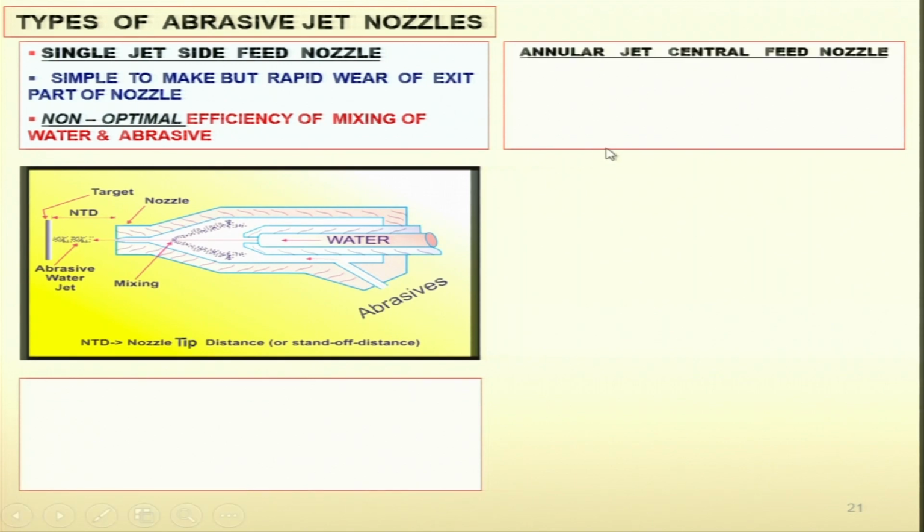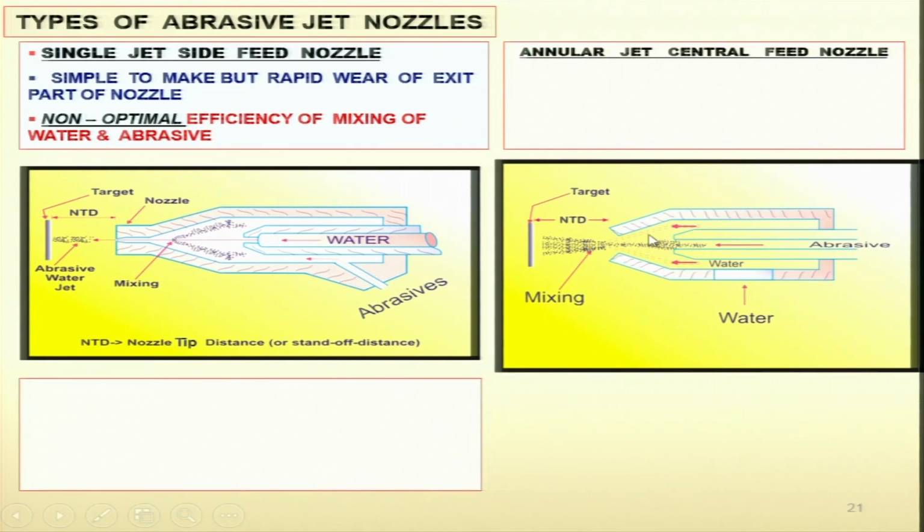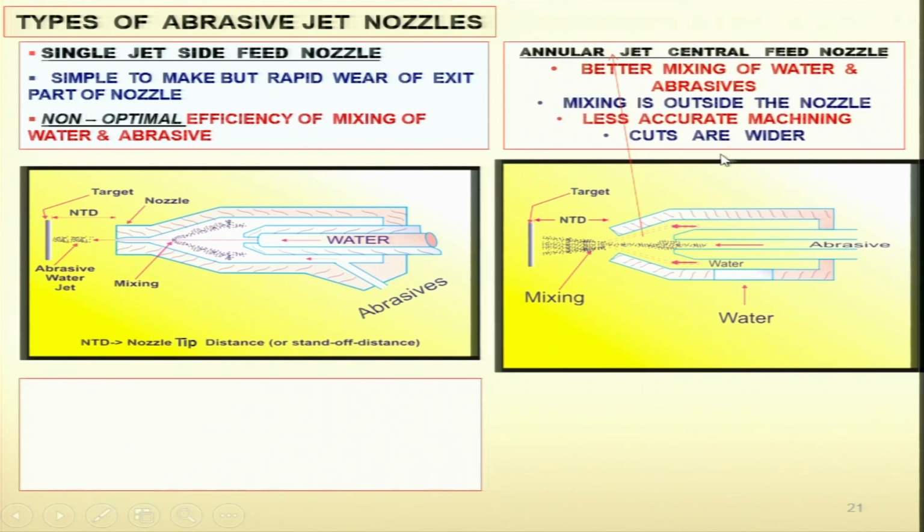You have annular jet central feed nozzle. This is another type of the nozzle. You can see here annular jet is coming, water is coming from the side, this one, and here are the abrasive particles, and both of them are mixing here outside the nozzle. They are mixing over here, which is a little bit outside the nozzle. So you can see here better mixing of water and abrasive particles. Mixing is outside the nozzle, less accurate machining compared to other types of nozzles.